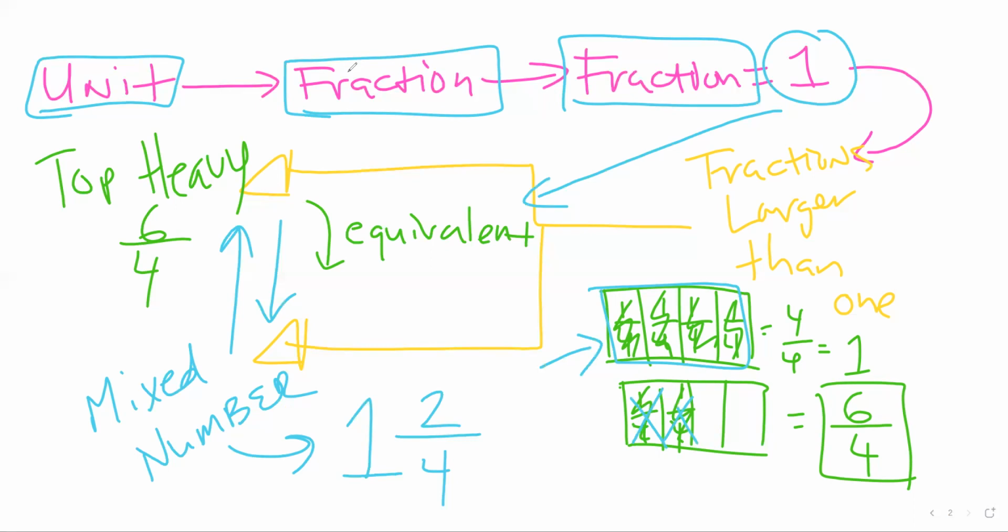So we know that top heavy fractions and mixed numbers are greater than 1. We have fractions that are all of it, if you will, equal to 1. And then we have fractions that are smaller than 1, and those are the unit fractions and the fractions themselves. God, I feel like I have to draw another model of that, and maybe some other day I will.